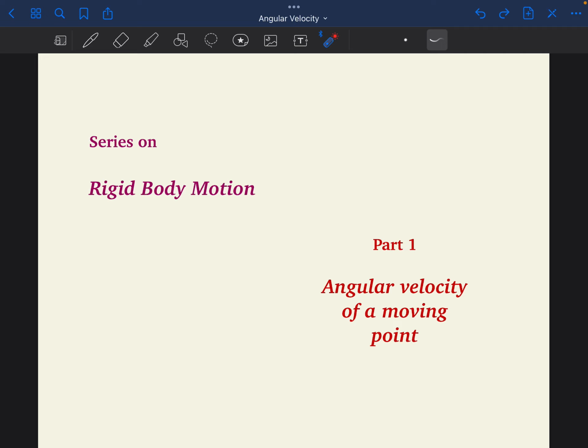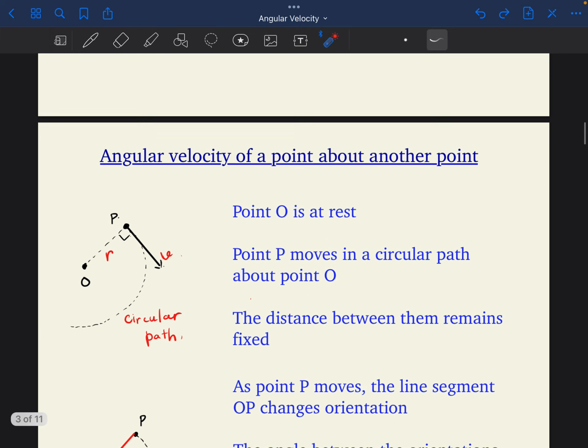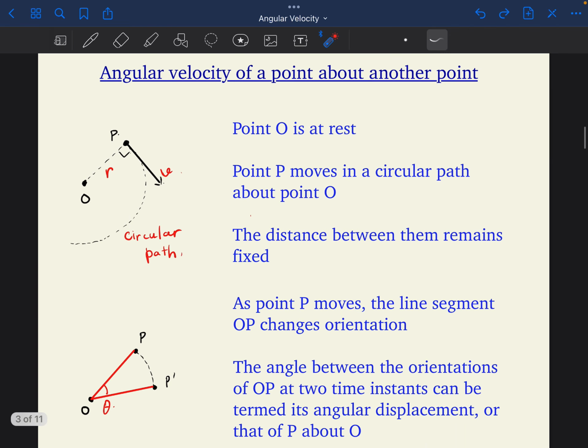So this is the very basic concept from which rigid body motion begins, and if we can understand this, we will be in a good situation to understand rigid body motion in a very fundamental and good way. Right, so let us jump ahead into the definition of angular velocity. How is angular velocity basically defined?